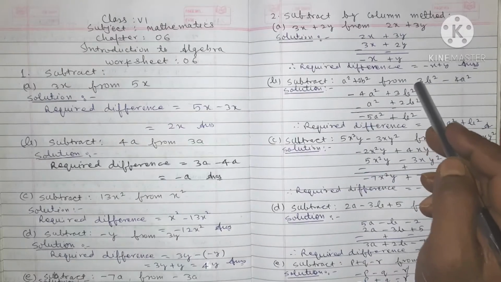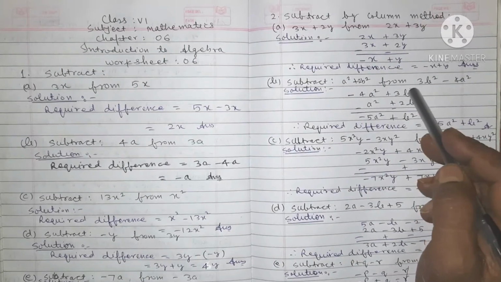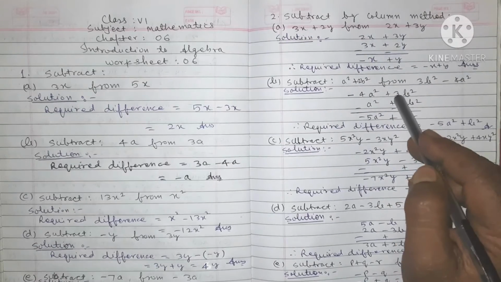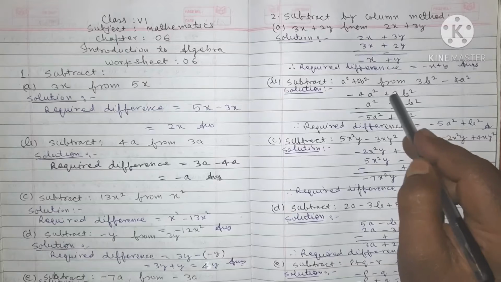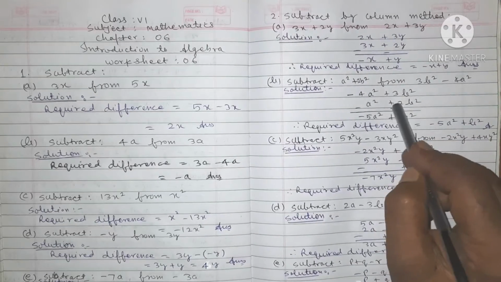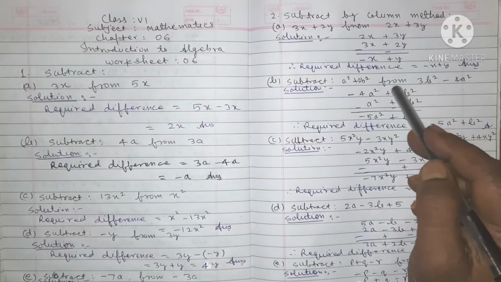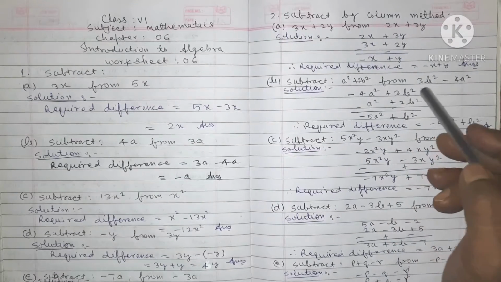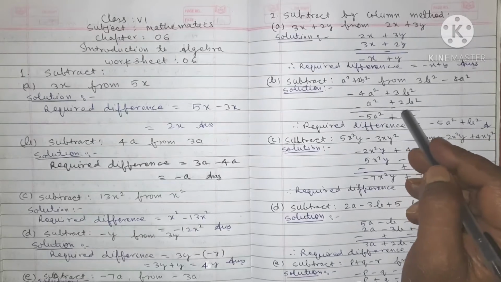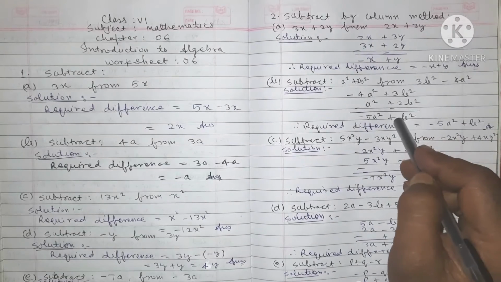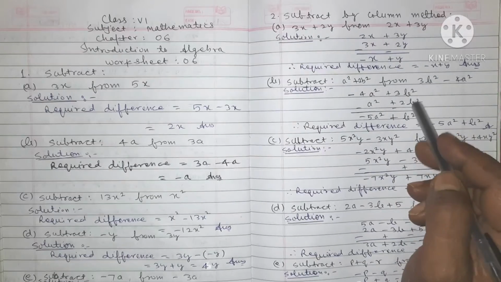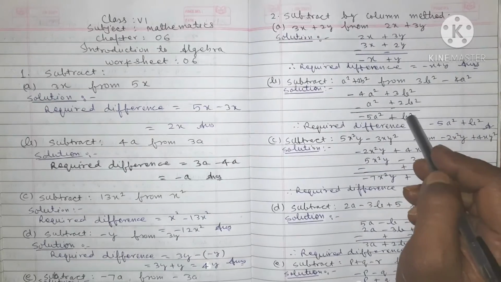Now here in the second column, 3b square has plus sign, 2b square has minus sign. Since plus sign is changed to minus sign, we see only the changing sign. So plus, minus, minus, we do plus. 2b square subtracted from 3b square, we write 1b square. No need to write 1, 1 is already hidden here. So we write plus b square.